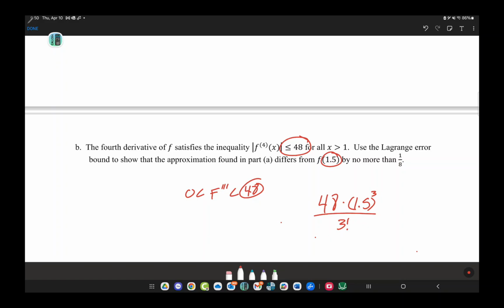In this case, I'm just saying for my previous question, I only went to two terms. For this question, you would do 4. No, not on the test. The test is only going to go to 2, so you do 3. On this question, yes, you go to the fourth term. Yes, n is 4. So it should have been 48 times 1.5 to the fourth power over 4 factorial.